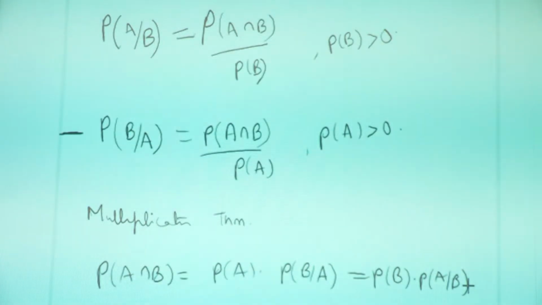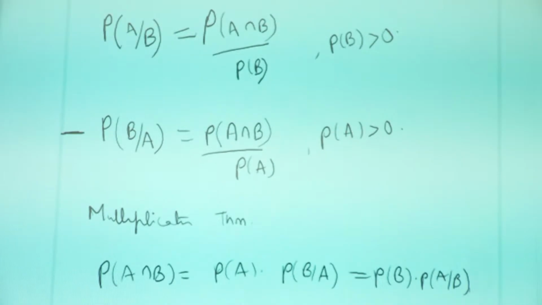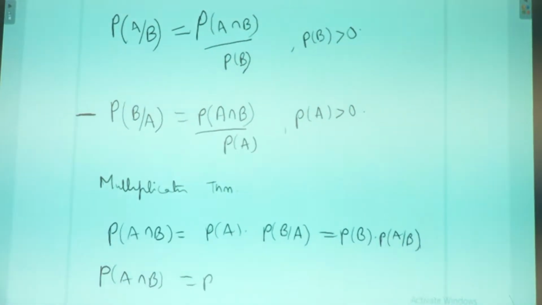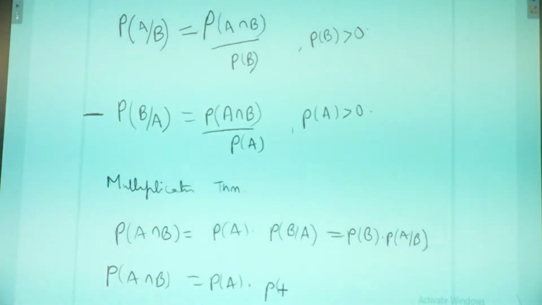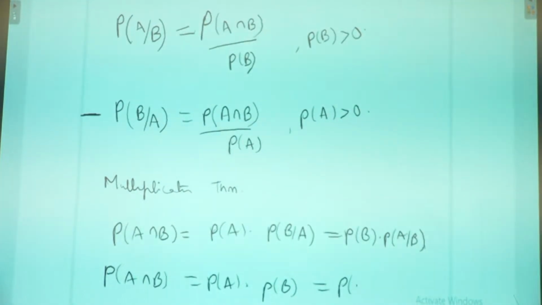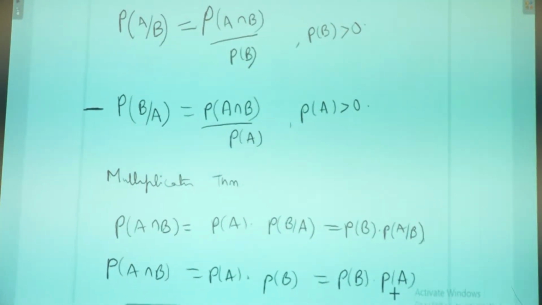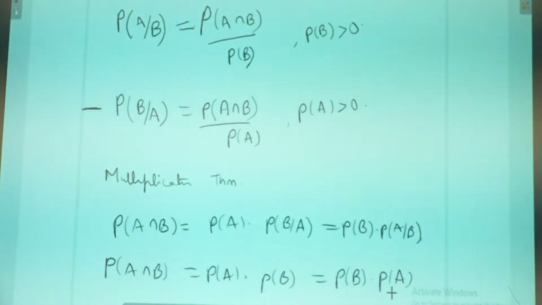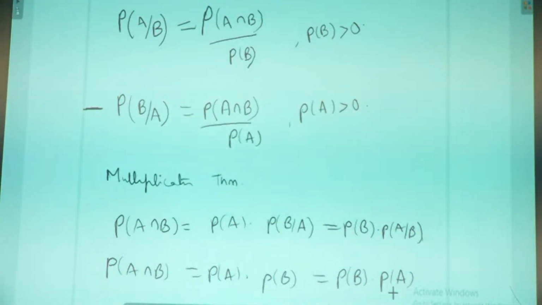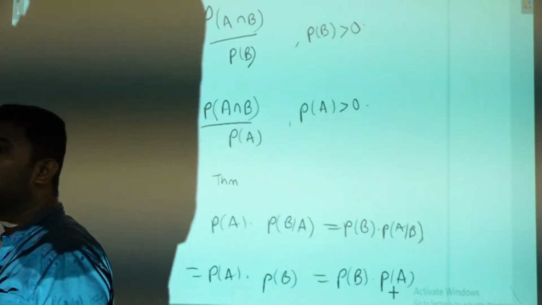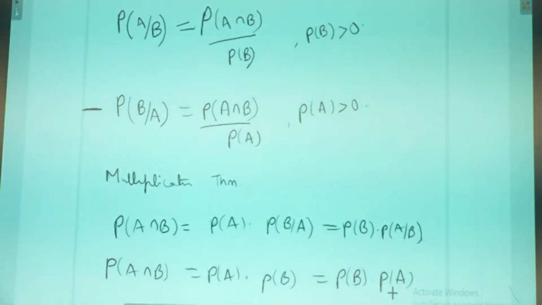So in that way, I'll get P of A intersection B is equal to P of A into P of B, or I can write it as P of B into P of A, because the second event has no effect of the first one. A by B is the same as A, B by A is the same as B. A by B has become A, B by A has become B now, because the second event has no effect of the happening of the first one.